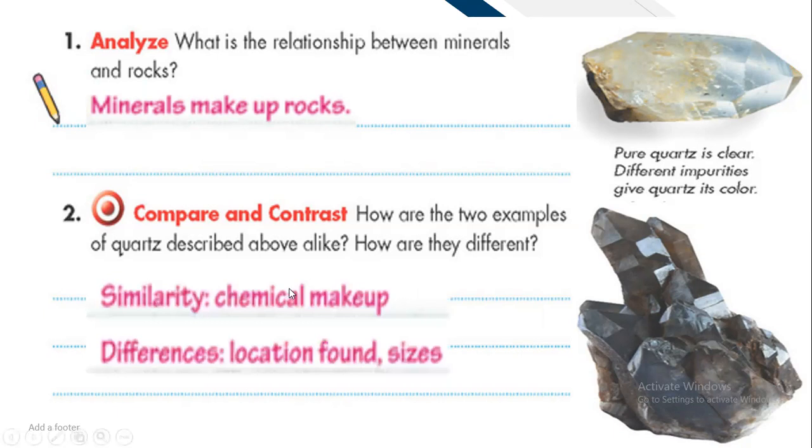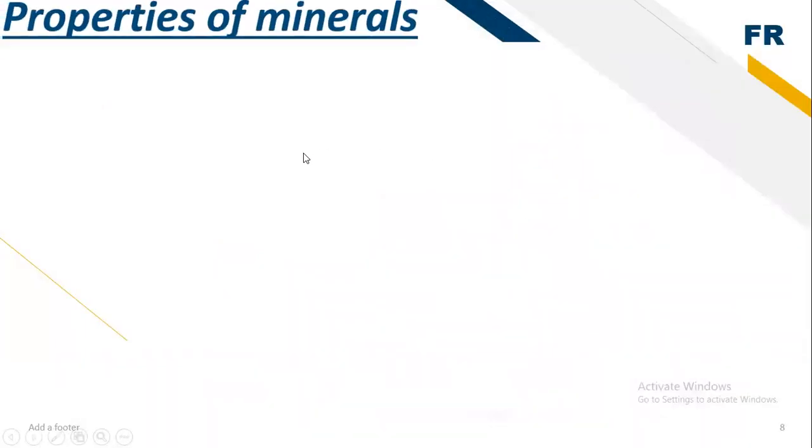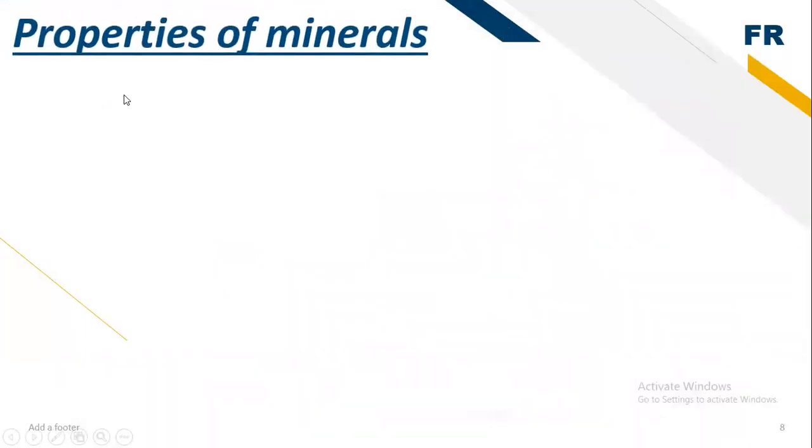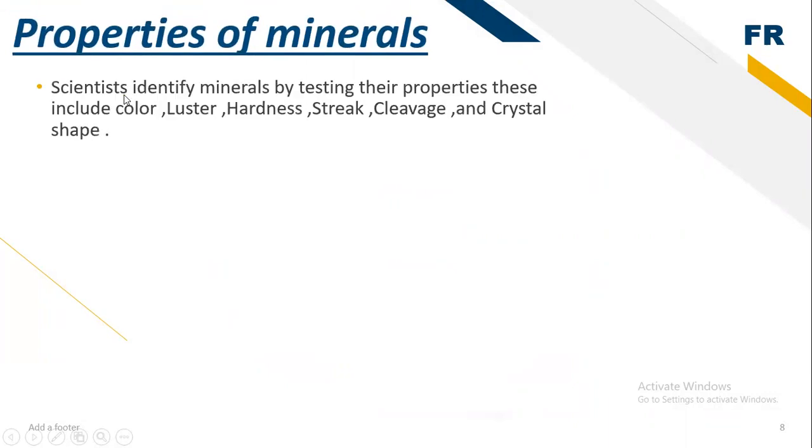So the answer here: the similarity is that they have the same chemical makeup, and the differences may be that they are found in different locations. The sand on the beach on the Red Sea is the same as the beach in Cuba, for example, or Maldives. Same. Properties of minerals. Scientists identify minerals by testing their properties.